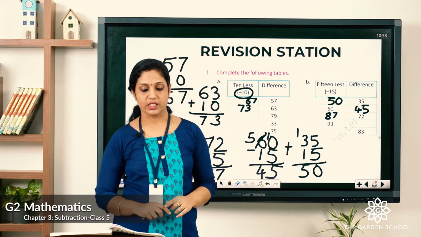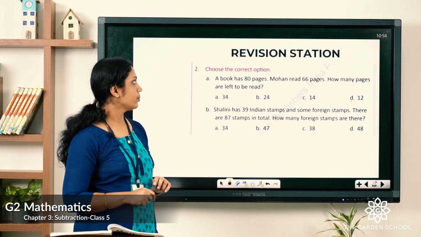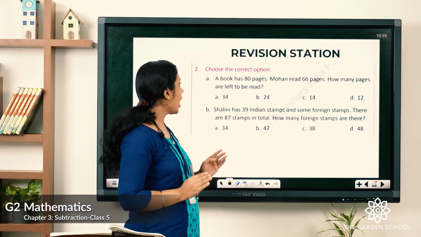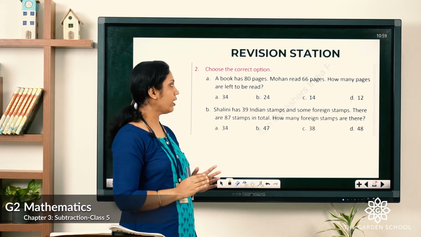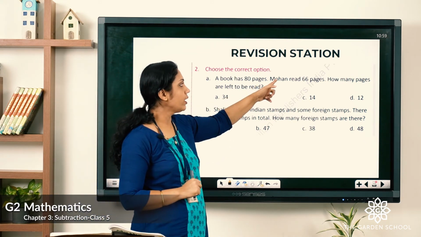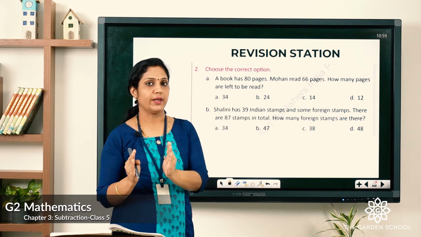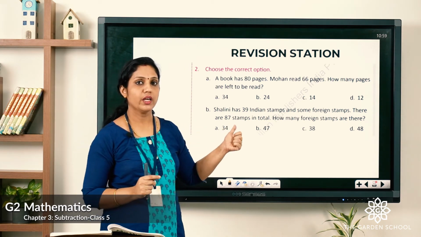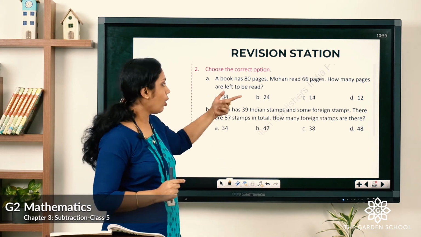Moving on to the next question, choose the correct option. A book has 80 pages. Mohan read 66 pages. How many pages are left to be read? So read the question 2 or 3 times till you understand it. What we have to do here? In a book, there are 80 pages and Mohan was reading that book. He read 66 pages. Now remaining some more pages are there. We need to find out how many pages are remaining. You can write down this question in your notebook and write down the steps like we are doing the word problem. Find out the answer and tick the option here.